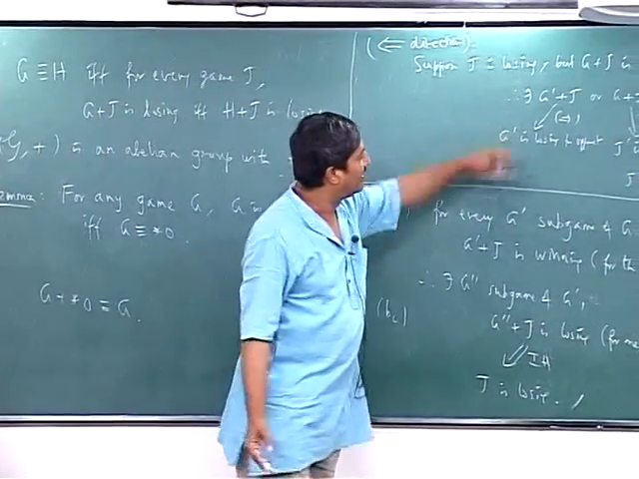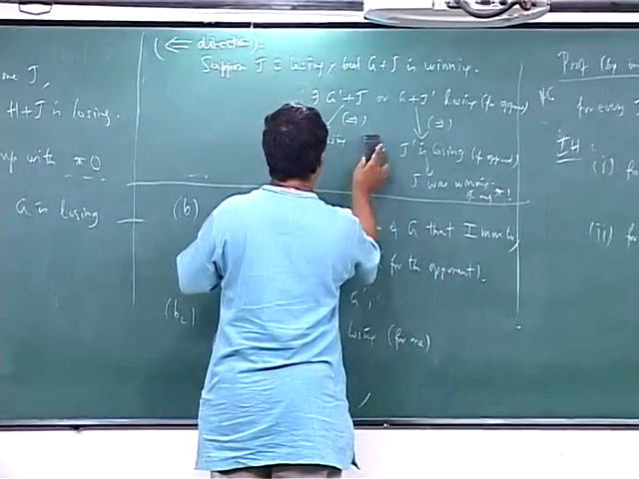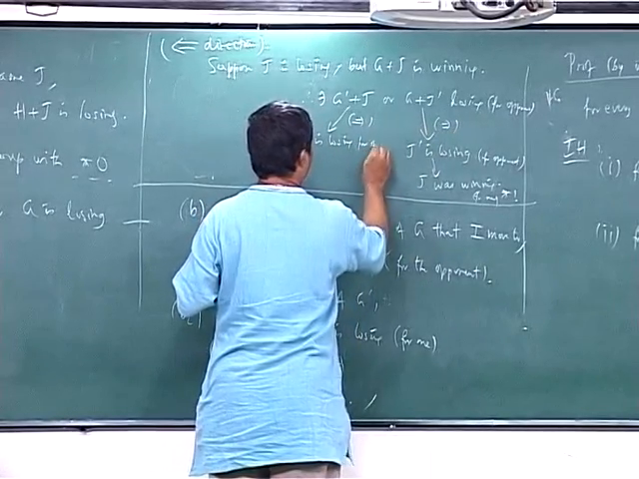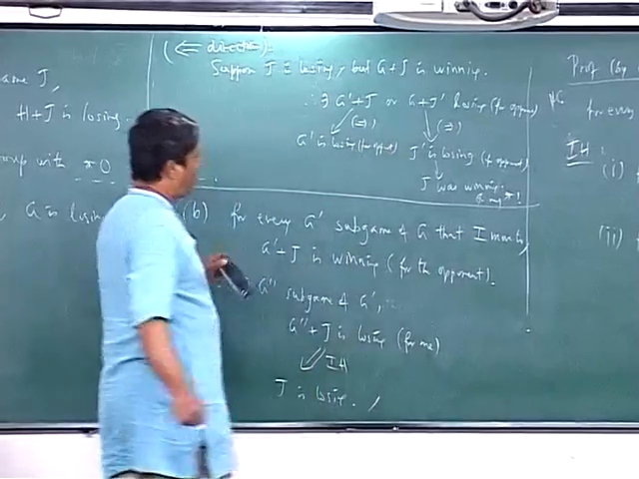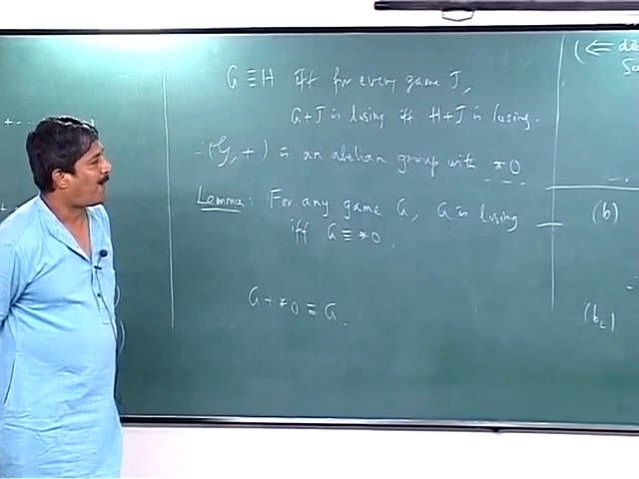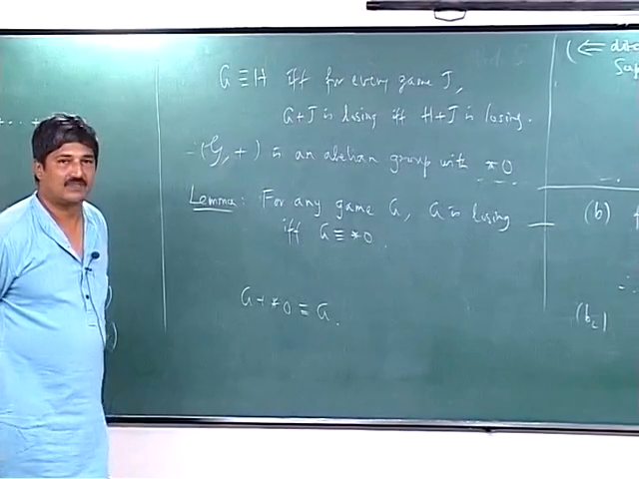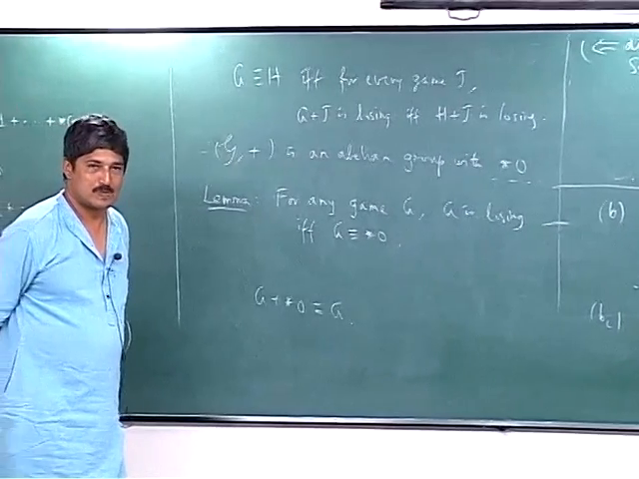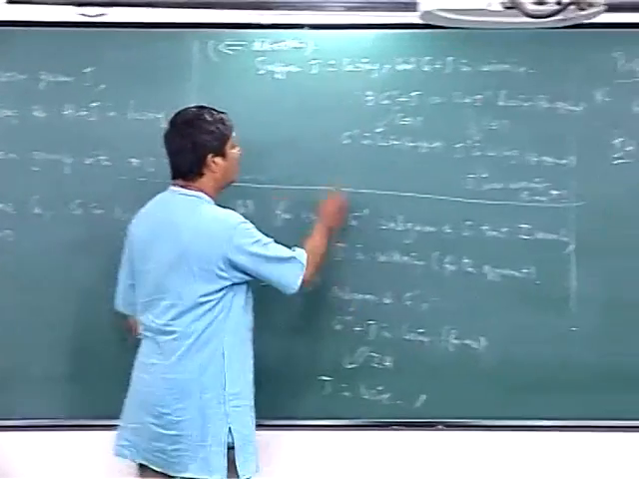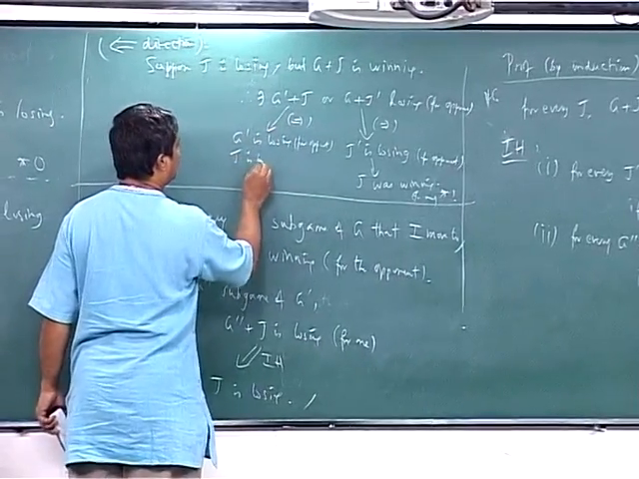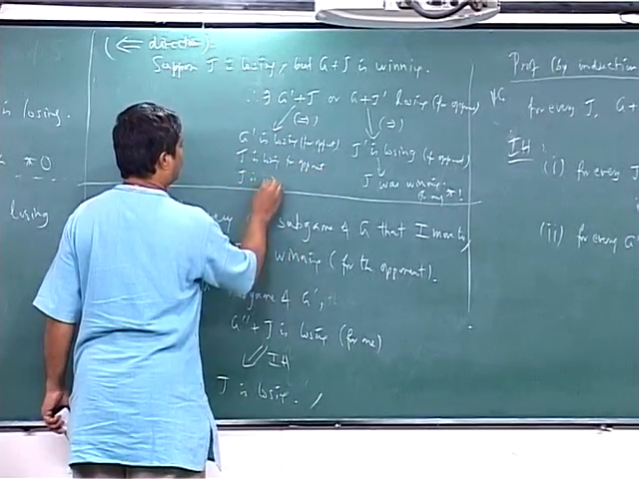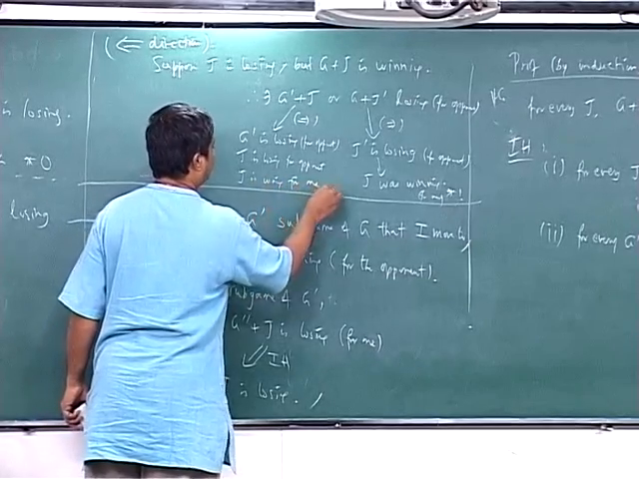This is losing for the opponent. Wait, one second. Let me write it properly. G prime plus J is losing for the opponent means G prime is losing for the opponent. Then J is losing for the opponent as well, right? That is the only reason G prime plus J was losing, which means J is winning for me, which is a contradiction.